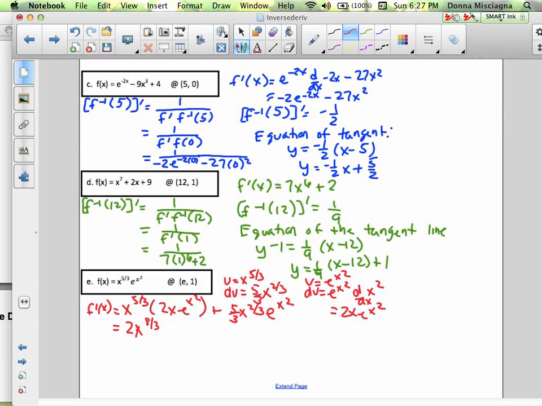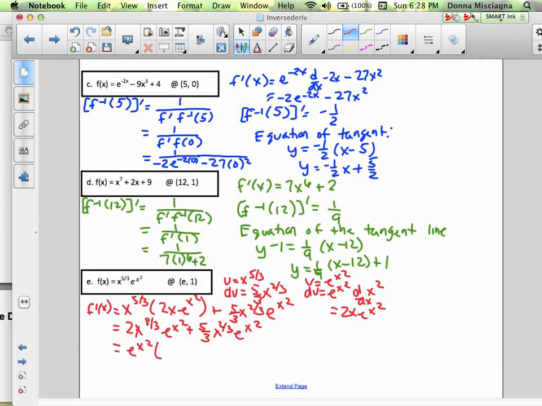And then e to the x squared plus 5/3 x to the 2/3 e to the x squared. Now we can factor out some things that might make it a little easier. We could factor out the x's, or we could just factor out e to the x squared. Maybe I'll just factor out e to the x squared on this one.